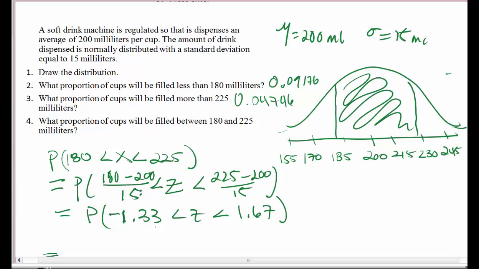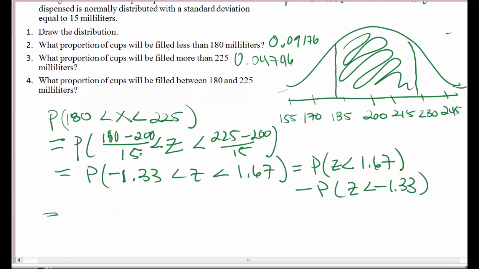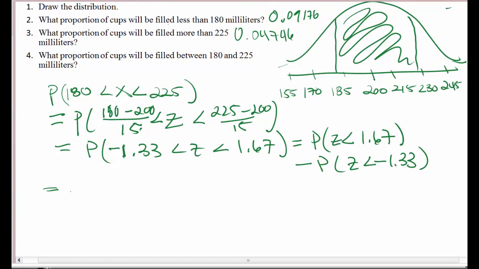If we recall, if we want to find the area between two Z-scores, then we have to find the probability of everything below our upper bound, so the probability of Z less than 1.67, and then we'll subtract off the lower bound, so the probability of Z being less than negative 1.33. This will then give us the area in between. So this is equal to, we already know this area because we found it before, 0.95254. So we found that in the previous problem. We can also look that up again on the Z table, but we don't have to.